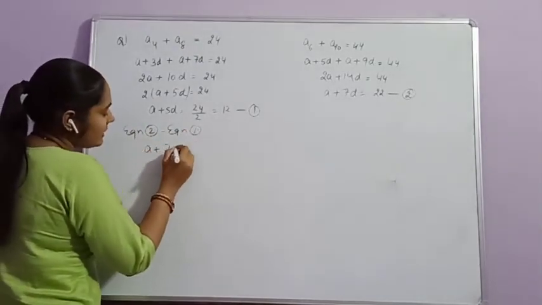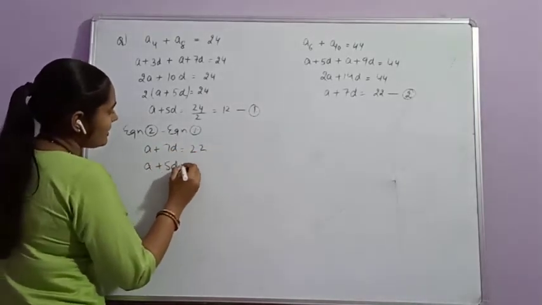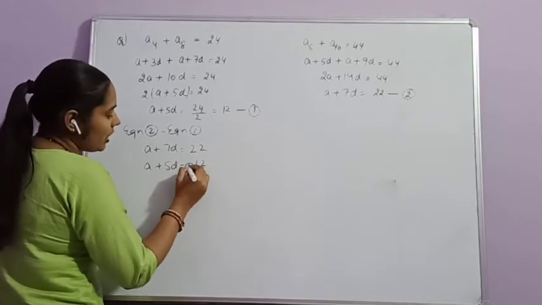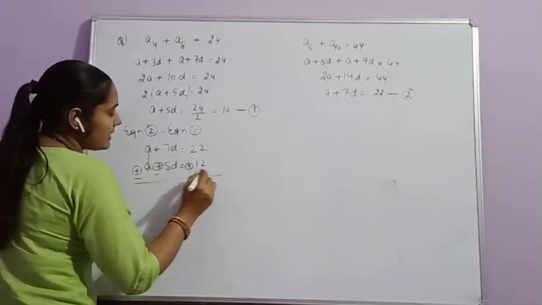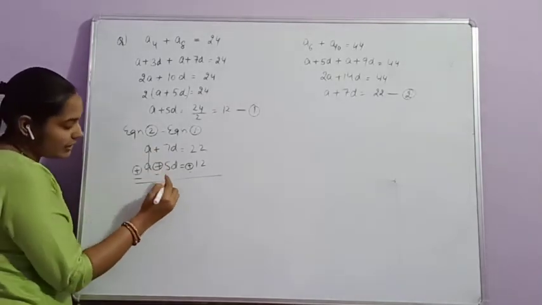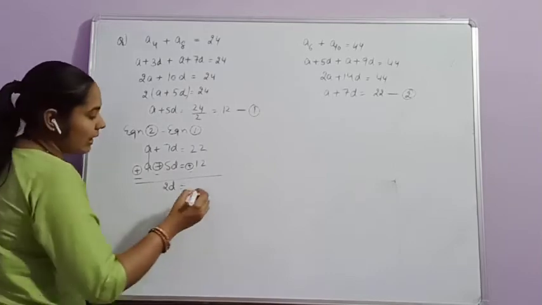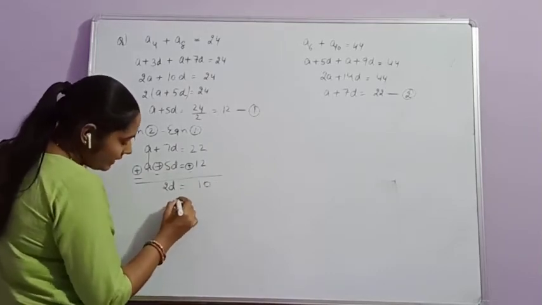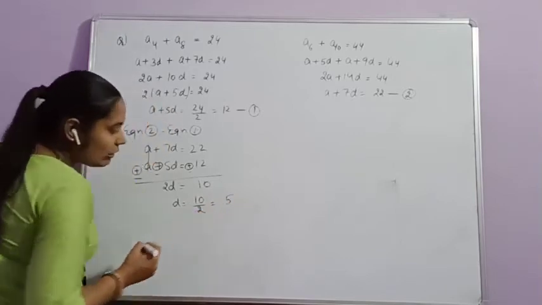A plus 7D is equal to 22 and A plus 5D is equal to 12. On subtraction, sign will be changed. Now A is cancelled out. 7D minus 5D, that is 2D, is equal to 22 minus 12, that is equal to 10. D is equal to 10 by 2, that is equal to 5.